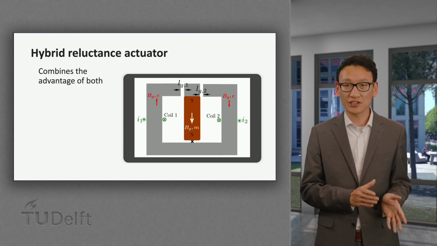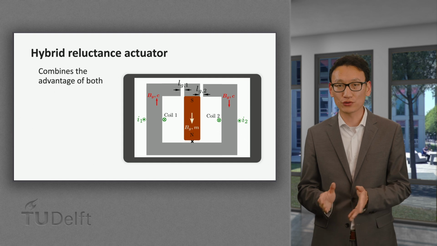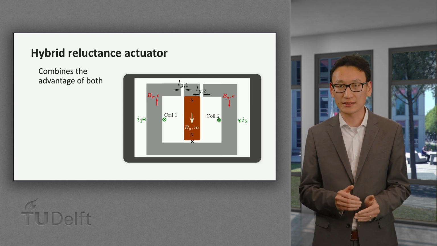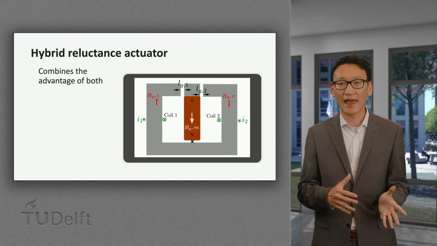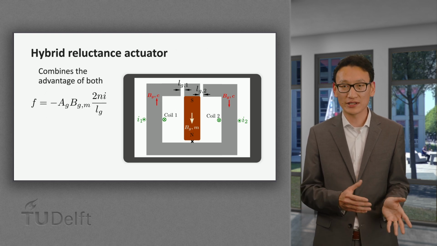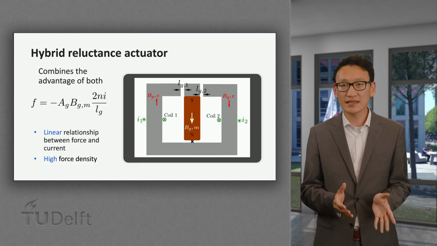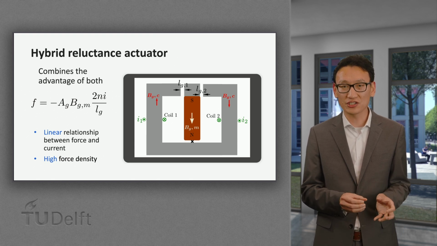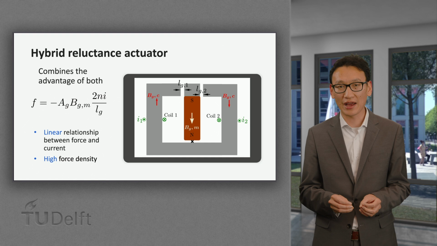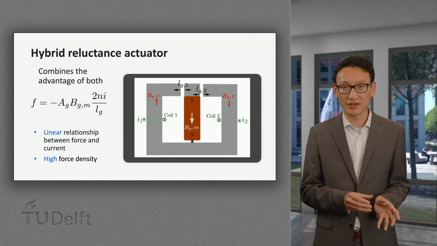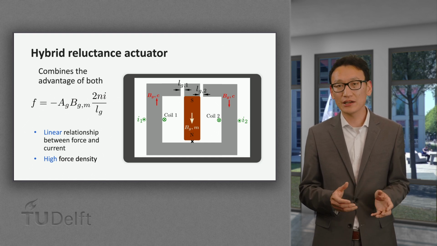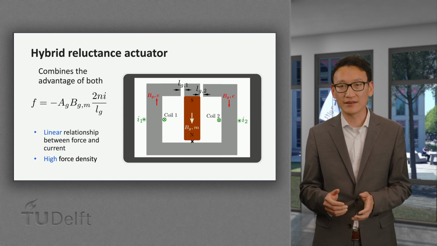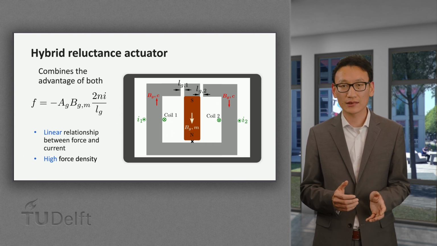In the end, if the current in both coils is with a magnitude I, the force applied to the mover would be the difference between the attraction forces from two sides. Again, the equation is provided without derivation. You may see that the hybrid reluctance actuator combines the advantage of both the Lorentz actuator and the reluctance actuator. It provides a linear relationship between the current and the force, also maintains a high force density.